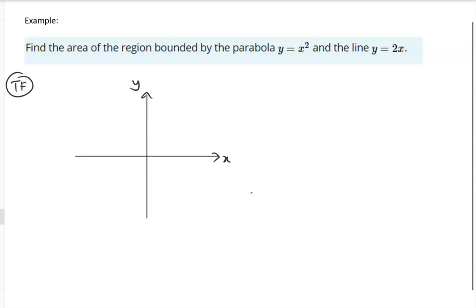Oh, bell's going to go. That's a very bad parabola, but you get the idea. I'll do a better job. Hang on.